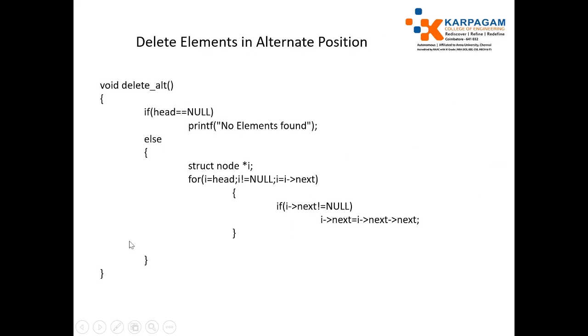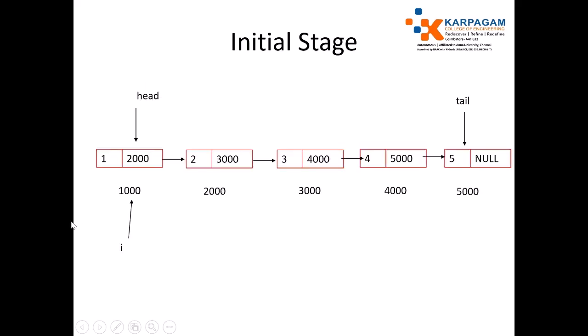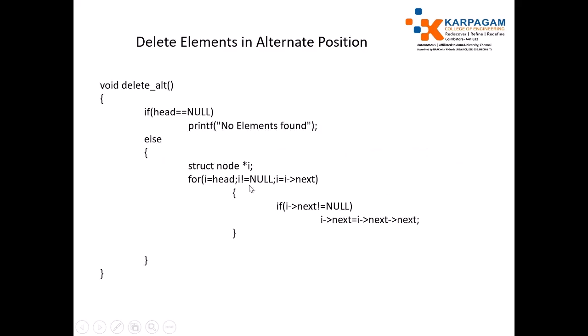According to the condition in the for loop, I starts from the head pointer. Here I points from the head pointer. Just check I not equal to null. Since I points to 1000, it is not equal to null. So it will enter into the loop. According to the condition, it enters into the loop.